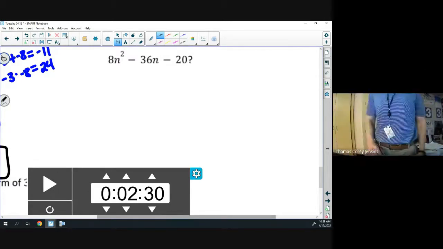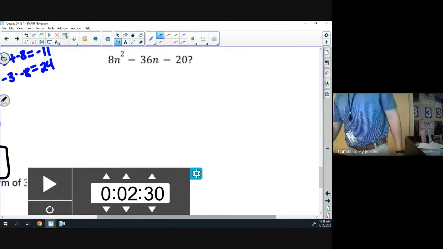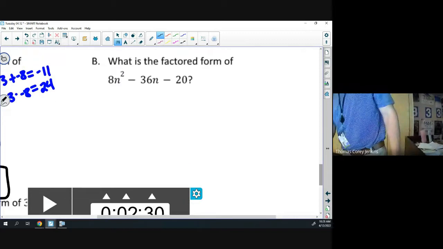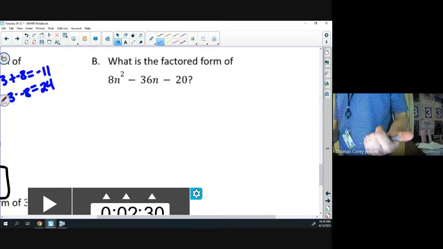So let's just say we're going to do example B here, and we don't notice that 4 divides evenly into everything, okay? If we don't notice that, what happens? It's fine, but let's just see, okay? So let's say we don't notice, again, that there's a GCF, all right? Is that okay? All right.